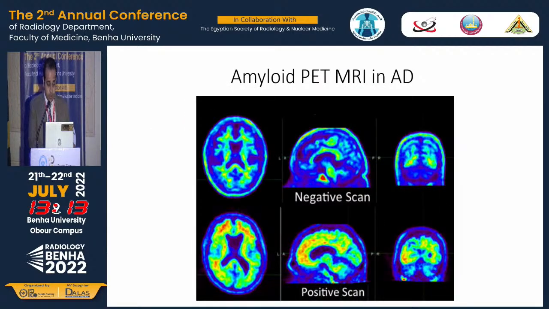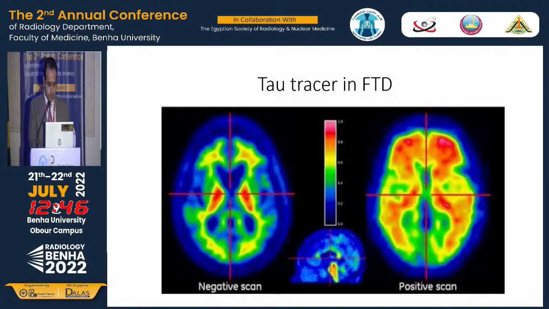The second tracer is amyloid, and the principle here is different because we detect positive uptake. We are targeting amyloid plaques, and these plaques are targeted by the amyloid plaque tracers. So the first row is a negative scan with no uptake, and the lower row with frontal uptake is a positive scan. The third tracer is the tau tracer. The same principle as amyloid, we are targeting the position of abnormal tau. To the left is a negative scan, and to the right is a positive scan with uptake in the frontal region.